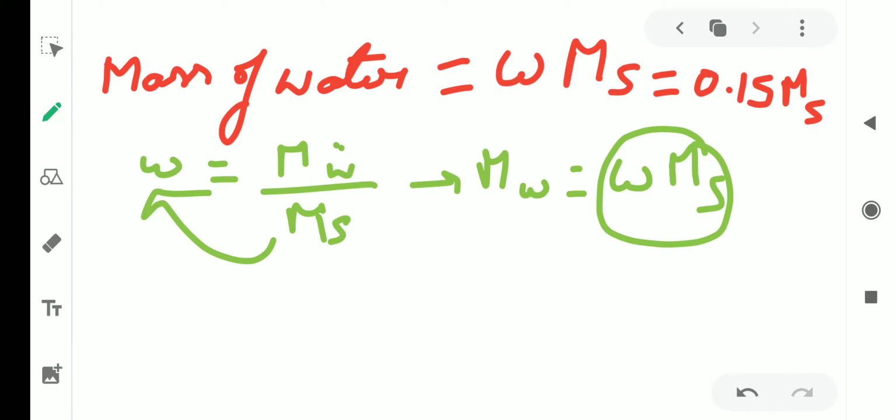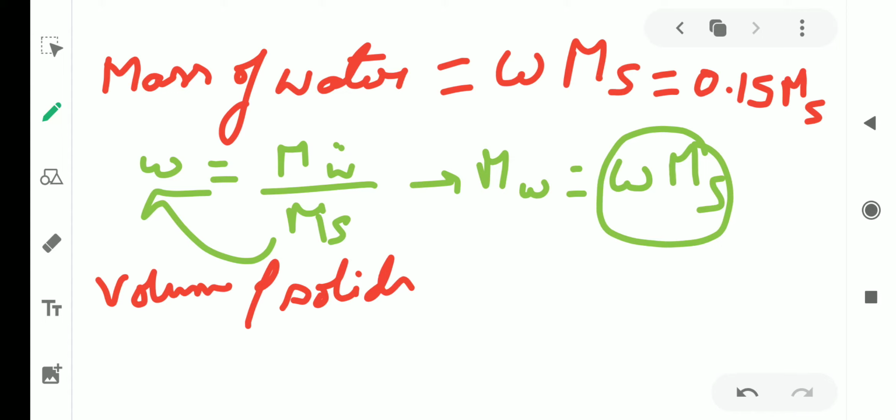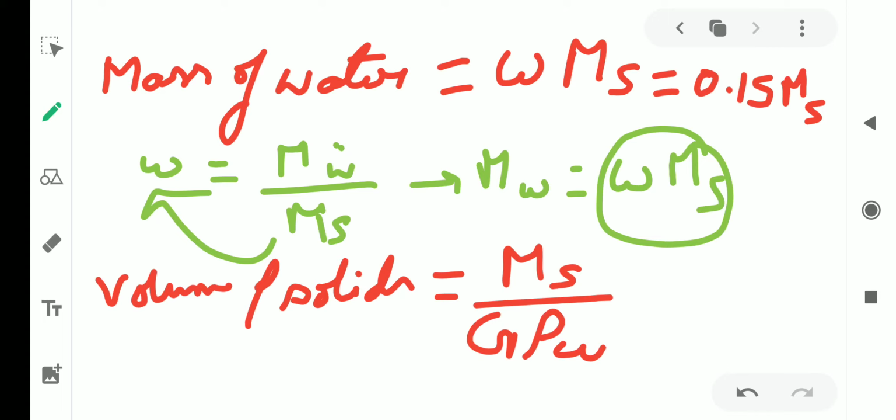What will be the volume of solids? Will it be equal to Ms upon G rho w? How did this come? Let us see.